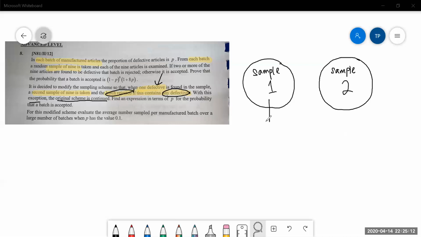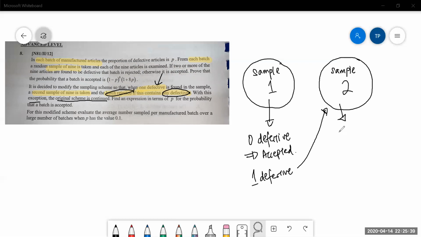For the first sample, if I were to find 0 defective, the batch will be accepted already. If I find 1 defective, straight away I will go to the second sample. Then from the second sample, if I found just one defective, it will be rejected. If I found 2 defective from the first sample, straight away it is rejected.